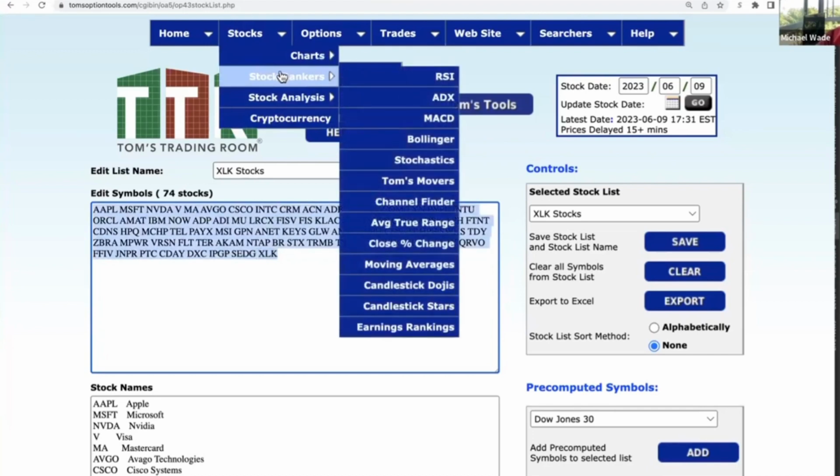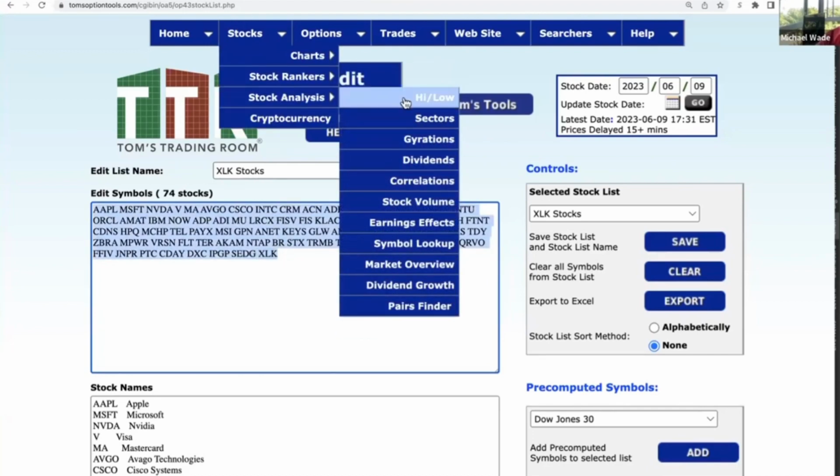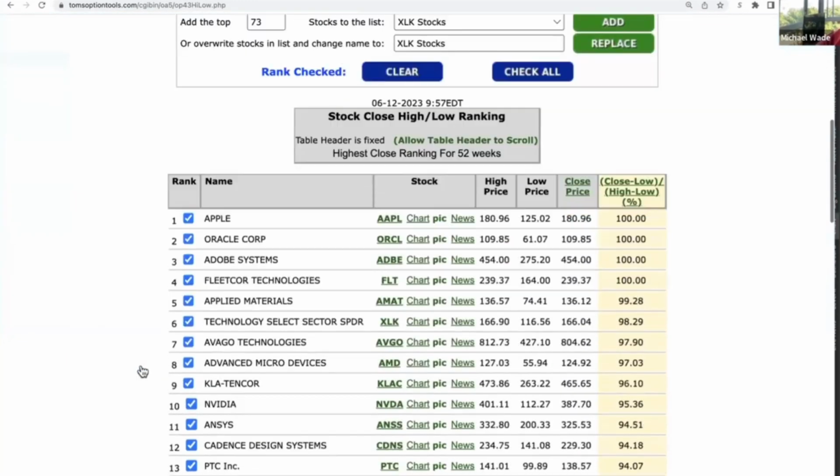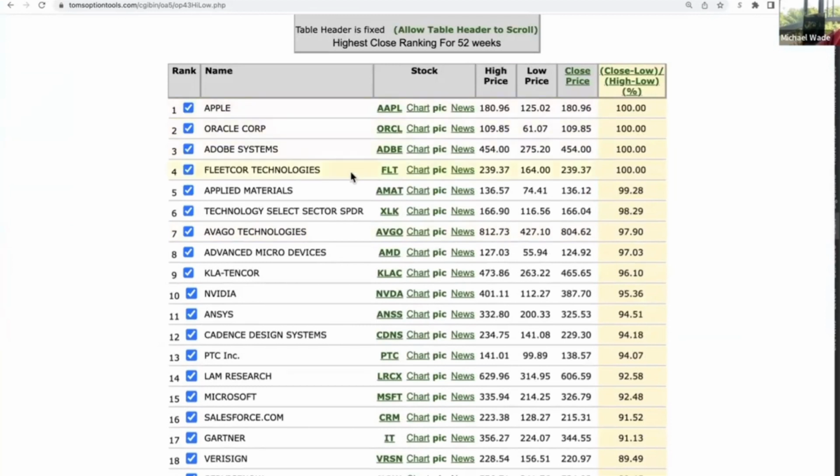There's various scanners you can use, high, low. So of all the stocks in the XLK, that's my list, which of them are at their annual highs? On the top of the list, you've got Apple. So these four, Apple, Oracle, Adobe, are at annual highs. They were on Friday, and these others are pretty close as well.